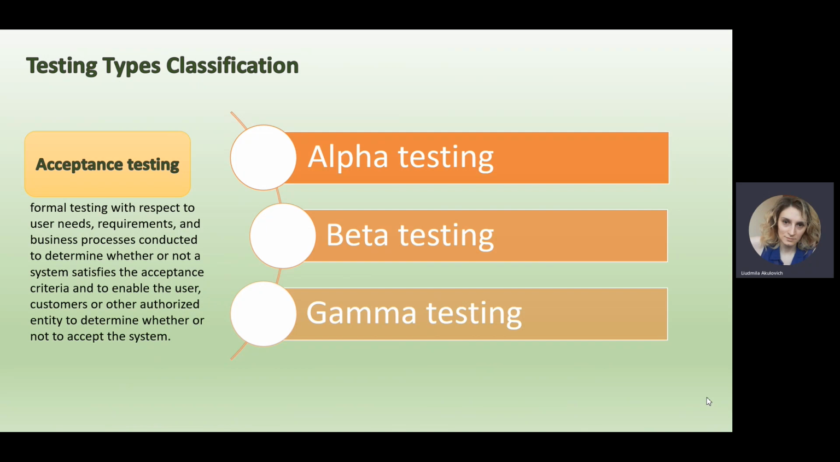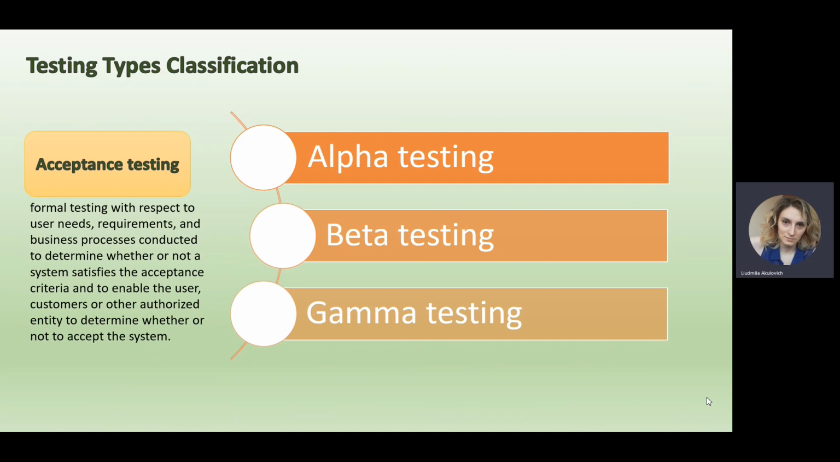If we are talking about alpha testing, it is done by an internal independent team. This team can be chosen by a customer. It can be the same team that developed the product, but still it is an independent check, from the side of an internal team inside the organization.